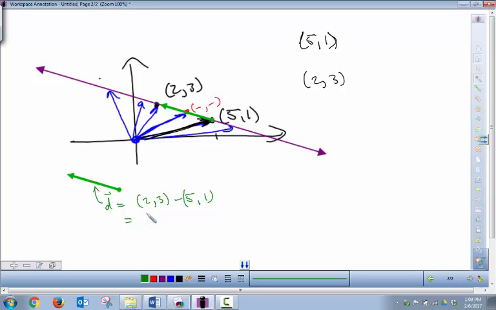And so this turns out to be -3, 2. So that's my vector -3, 2. And I called it D because it describes the direction of the line.